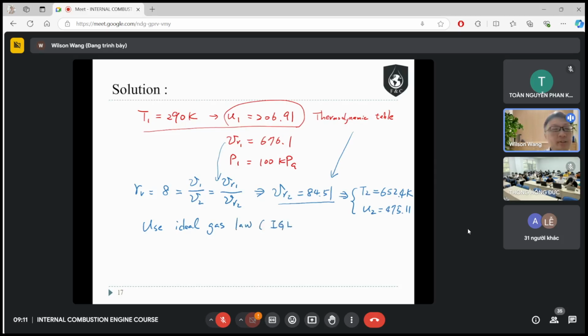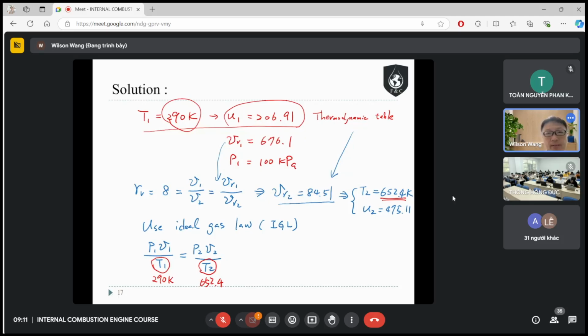Okay, and we use the ideal gas law, which we call IGL. So P1 V1 by T1 equal to P2 V2 by T2, right? We know T1 right here, 290 K. T2 right here, 652.4.